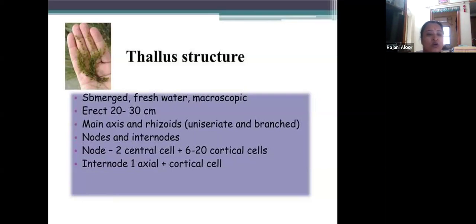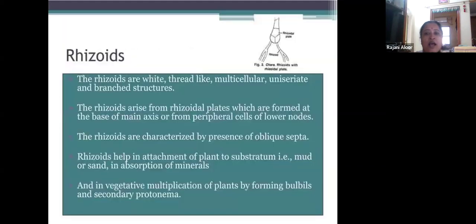Aquatic horsetail. The thallus is mainly differentiated into two important parts: one is the rhizoids and the other is the main axis. Both are most important. This is the rhizoid structure, and the upper part is called the main axis.